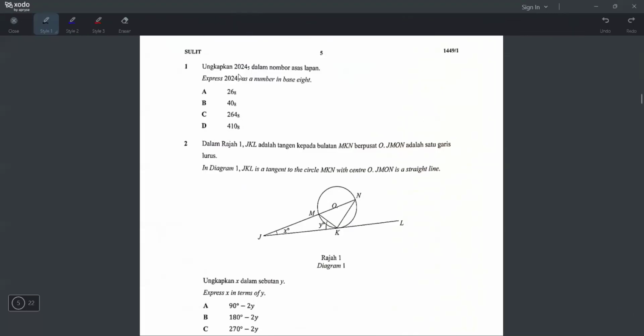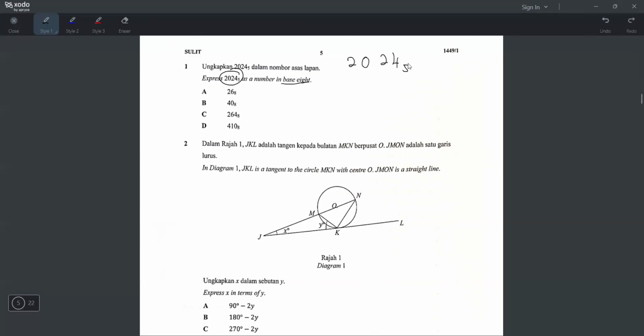Express 2024 base 5 as a number in base 8. This is a number base question from Chapter 4. If you want to convert base 5 to base 8, there is no shortcut. Only base 2 to base 8 or base 8 to base 2 has a shortcut. If they want base 5 to base 8, you need to convert to base 10 first. So I will change this to base 10.